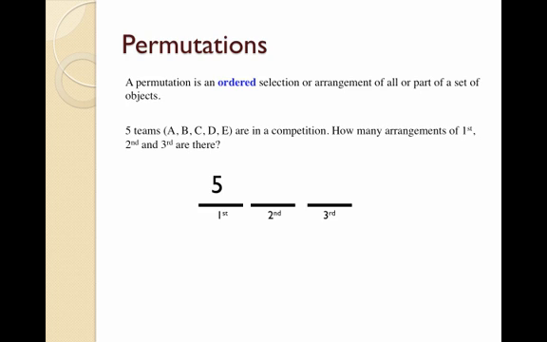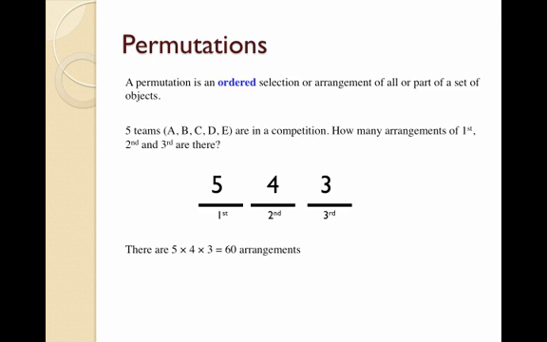Well, all 5 have a chance of coming first, but once one team has come first, there are only 4 possibilities for coming second. Similarly, there are now only 3 possibilities for the team that comes third. By the multiplication principle, we know that there are going to be 5 times 4 times 3, or 60 different possible arrangements.